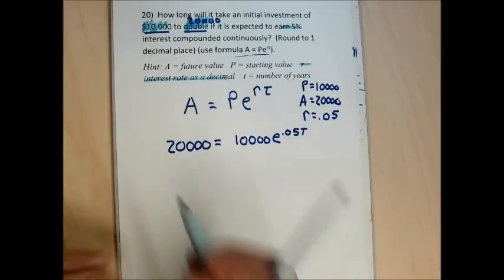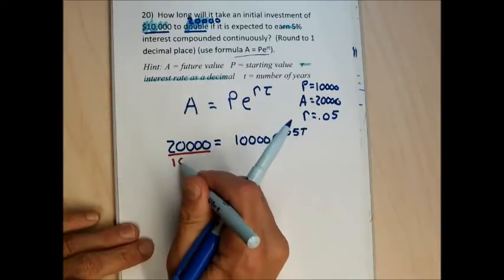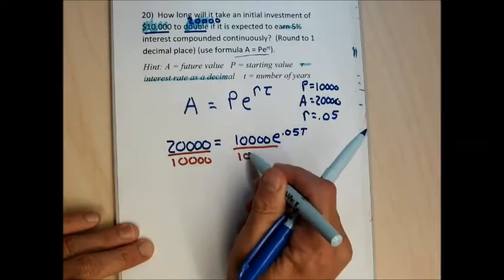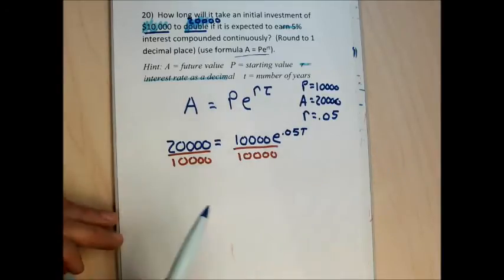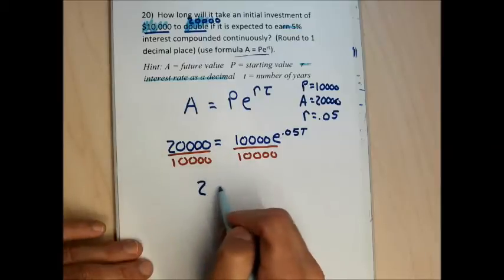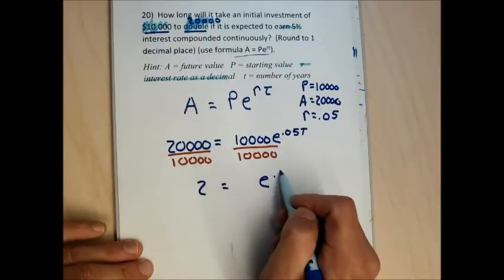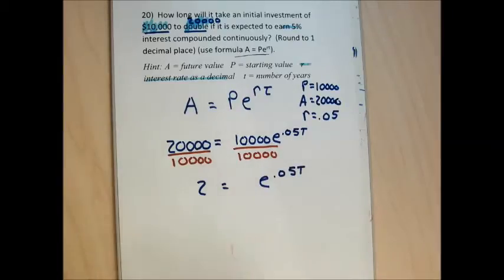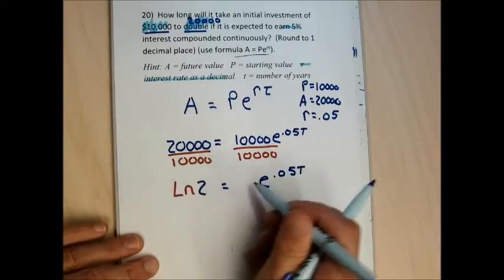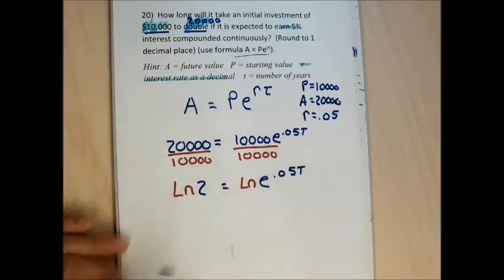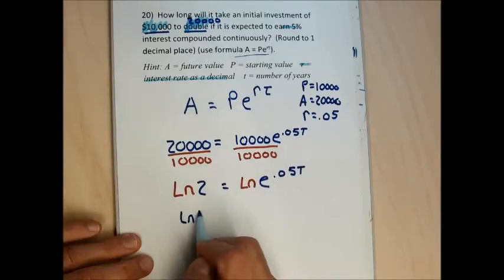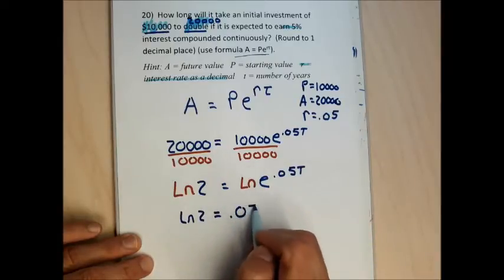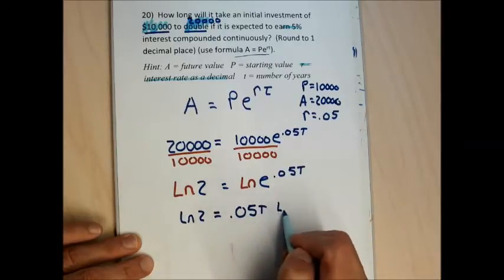To solve this problem, the first thing I'm going to do is divide both sides by 10,000. That's going to make the left side 2 and the right side e to the 0.05 t. Then I'm going to take the natural log of both sides. I'm going to leave the left-hand side the natural log of 2. And on the right-hand side, I'm going to put the exponent out in front of the natural log of e.